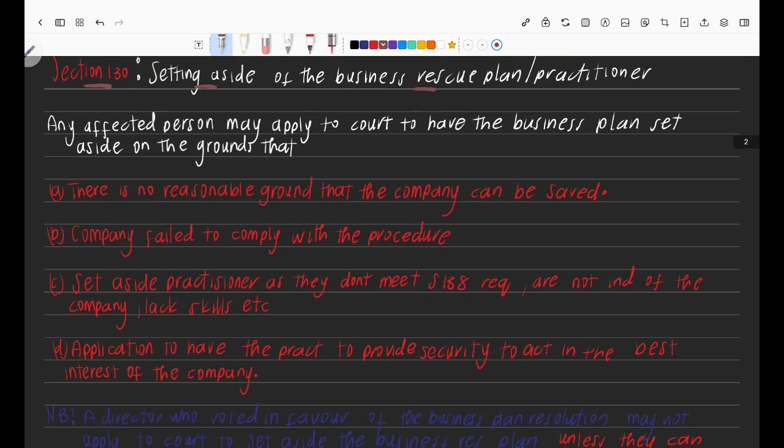So any affected person, we talk of affected persons, but what are they exactly? They are people that are influenced by the fact that this company is distressed. So we're talking of people like your employees, your creditors, your shareholders. Those are affected people. Whatever decision you make in this company, and the failing or the unfailing of the company, is going to greatly affect those people. Those are what we call affected persons.